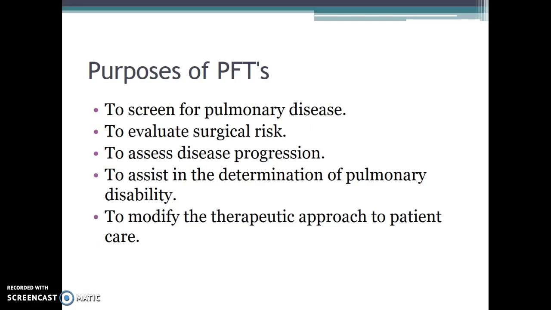To assist in the determination of pulmonary disability. In order for somebody to go on disability for pulmonary reasons, a PFT does have to be done. And to modify the therapeutic approach to patient care. So if, for instance, a patient maybe has emphysema and the medications that they're using aren't really helping, we can try some other medications in the PFT lab and see if those medications would benefit that patient at all.